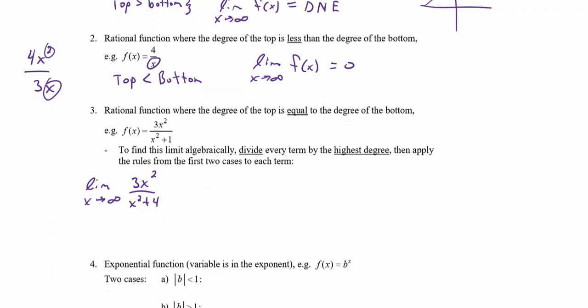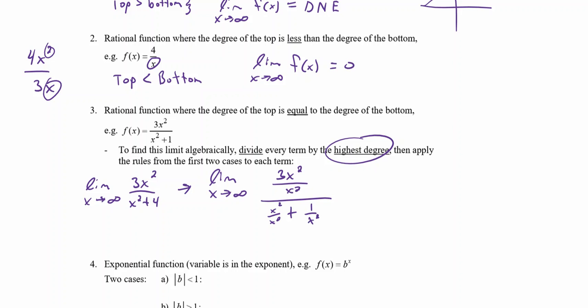So what that means is we're actually going to divide everything. We're going to rewrite this as the limit as x approaches infinity of 3x squared, and then we're going to do what we said there, the highest degree. We're going to divide everything by x squared, so 3x squared divided by x squared over, and then this term, x squared divided by x squared plus 1 over x squared. Do you guys see that I didn't actually change the equation there? Because we just divided everything by x squared, so it didn't actually do anything.